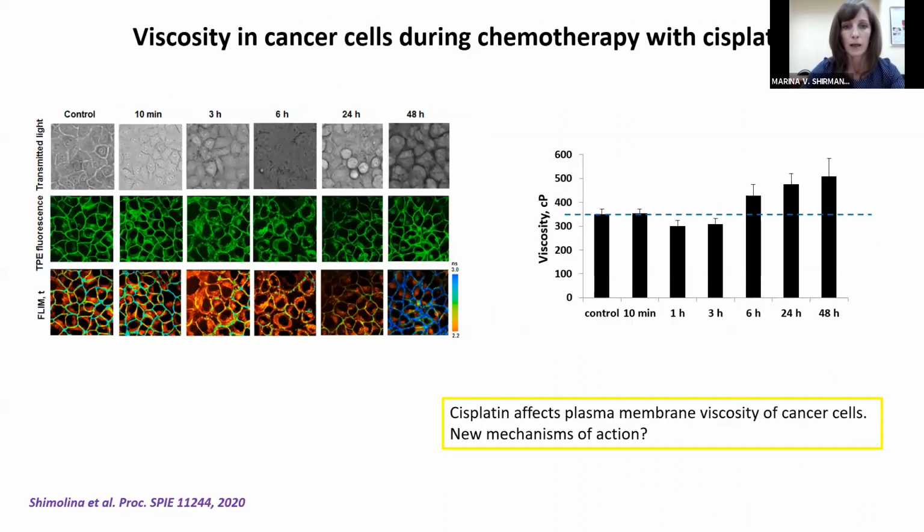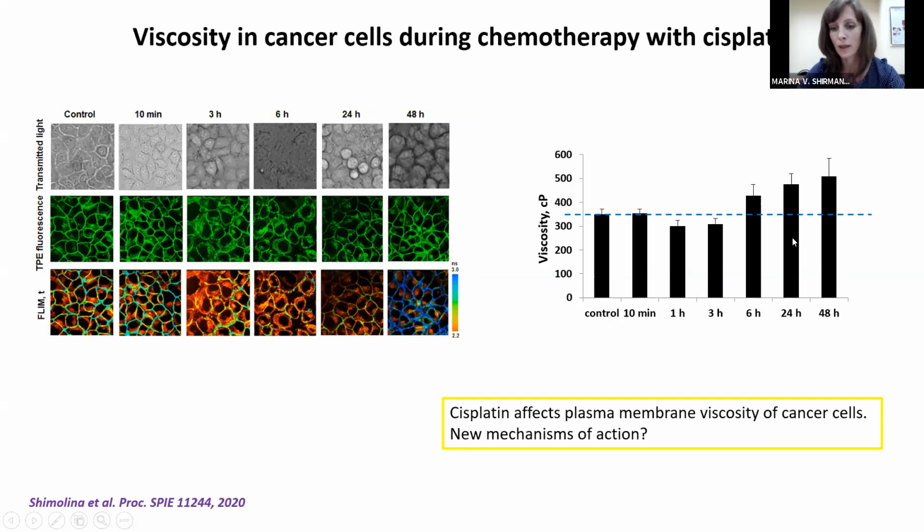But viscosity was affected by cisplatin. Cisplatin is a chemotherapeutic agent, a standard agent to treat colorectal cancer. We stained the cultured cells with BODIPY again, with the molecular rotor, and treated them with cisplatin. And we see here an increase in fluorescence lifetime and an increase in viscosity after 6 hours of incubation.